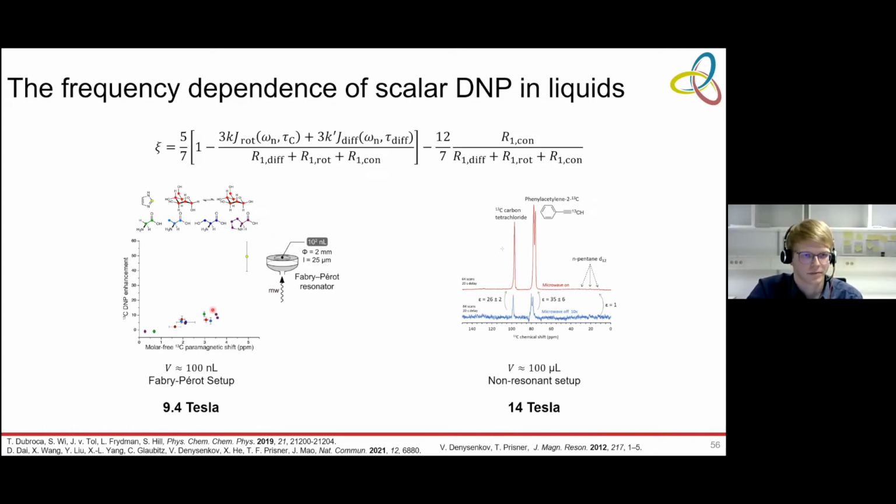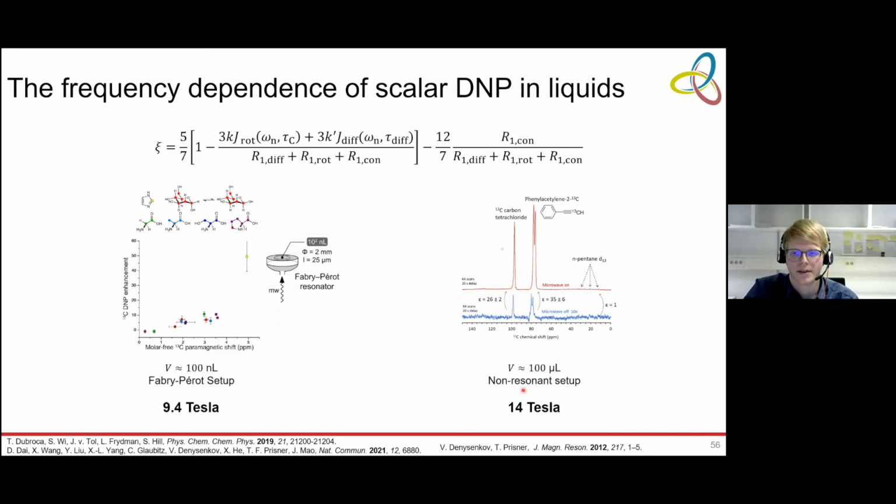And what you can see here, they obtain significant enhancements for different biological compounds with a maximum for this imidazole of about 50. They use roughly 100 nanoliters for this because it's still a microwave cavity, or resonance structure, I should say.